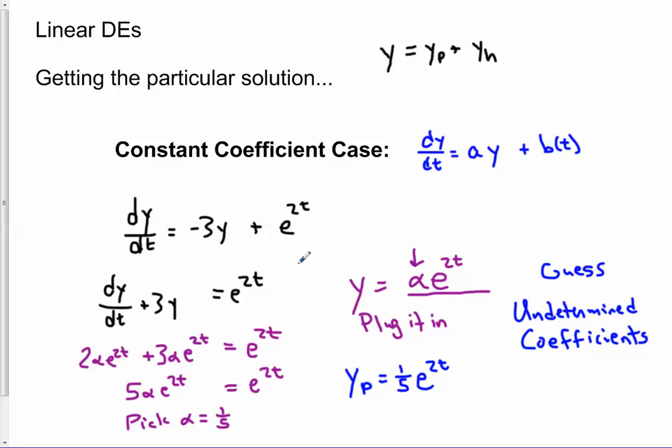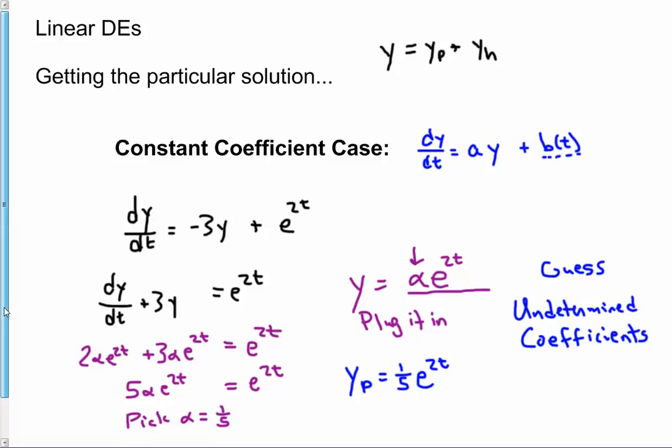And this will work for a lot of cases. Again, we are assuming we have a constant coefficient here. If there's t's involved here, then this could get a lot harder to try to do it this way. And if we have a pretty reasonable right-hand side, in other words, a pretty reasonable b of t, we can come up with a pretty good guess.